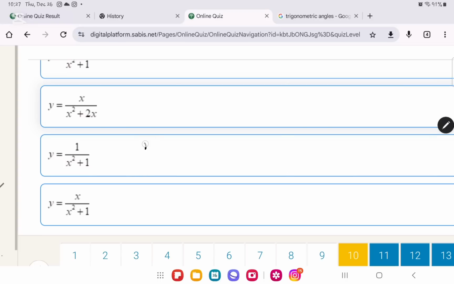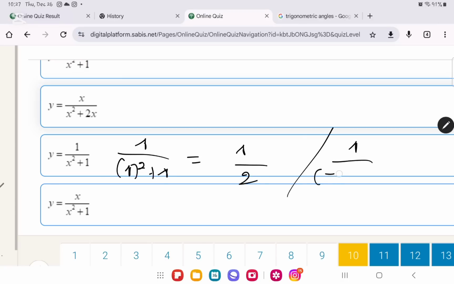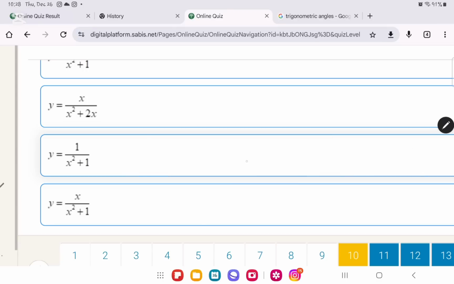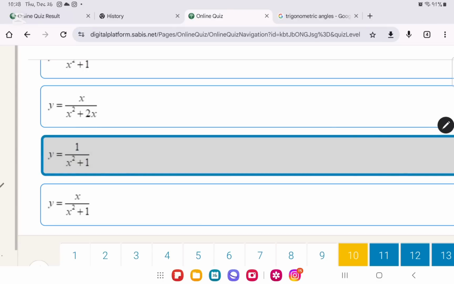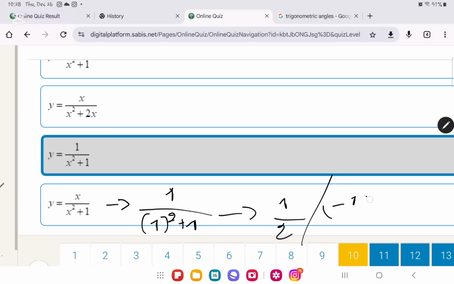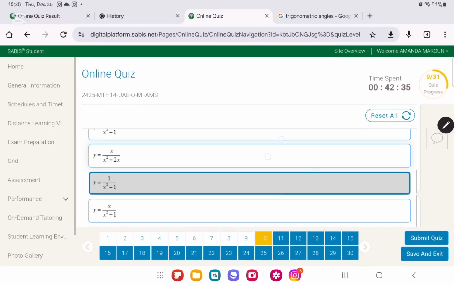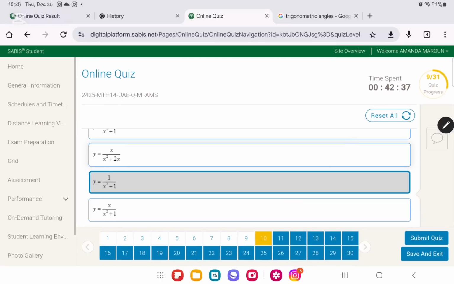Moving on to this one over here, it's 1 divided by 1 to the power of 2 plus 1, which is 1 over 2. And then 1 divided by minus 1 to the power of 2 plus 1, which is also 1 over 2. So this is even. Okay, and now for the last and final one, we're going to substitute 1 and minus 1. So 1 divided by 1 squared plus 1, this gives us 1 over 2. However, minus 1 divided by minus 1 squared plus 1, this gives us minus 1 over 2. So it's definitely not even, it is odd. So these are our two correct answers.